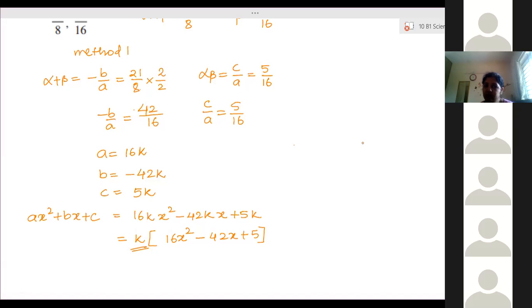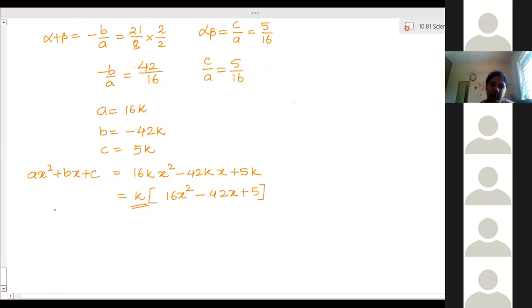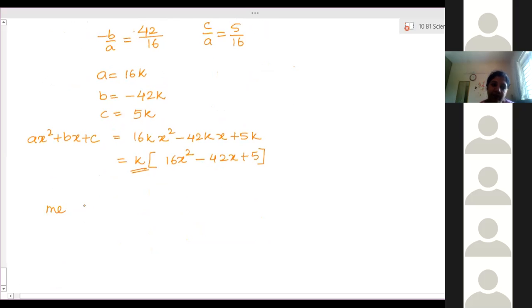Clear? Method 1. Yes, ma'am. Method 2 is easier. The polynomial is equal to, this is the polynomial formula, x square minus sum of zeros into x plus product of zeros.